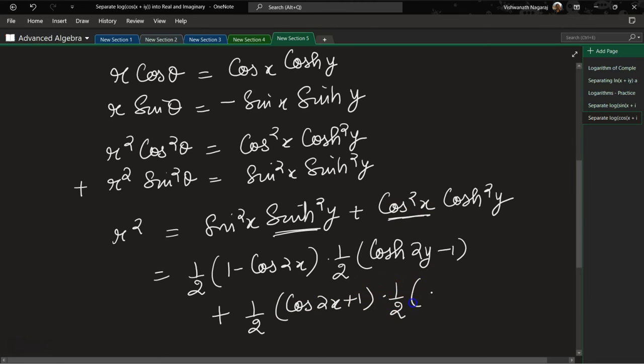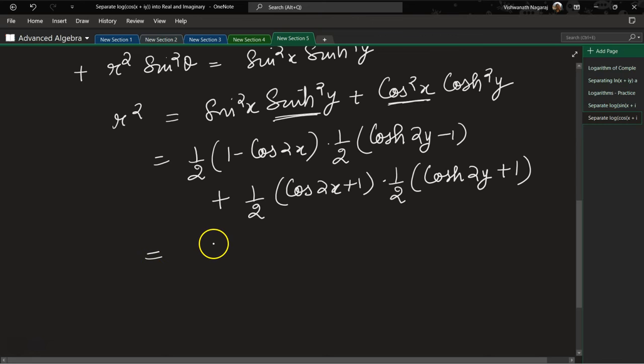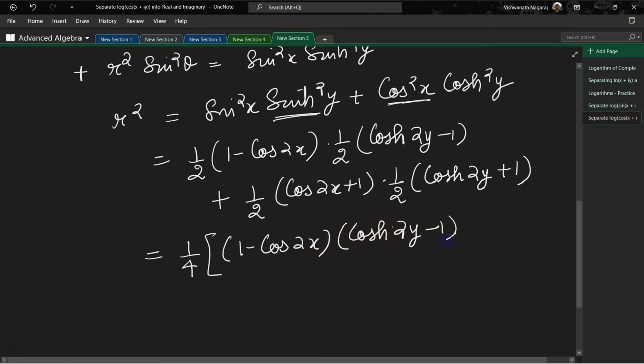times 1 by 2 times hyperbolic cos 2y plus 1. Okay, now let's multiply half and half, so we get 1/4. Here also we have 1/4, so common, take it out, and we have 1 minus cos 2x times hyperbolic cos 2y minus 1, plus cos 2x plus 1 times hyperbolic cos 2y plus 1.